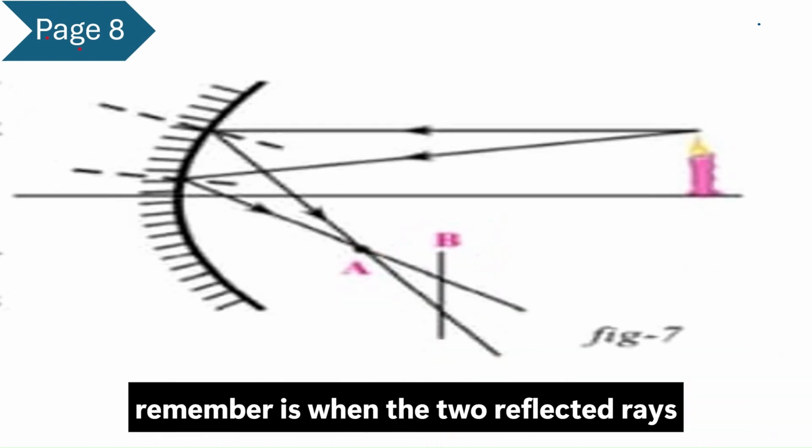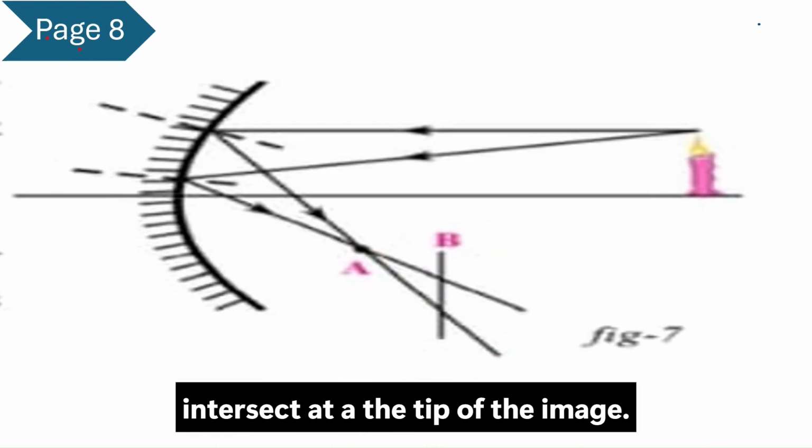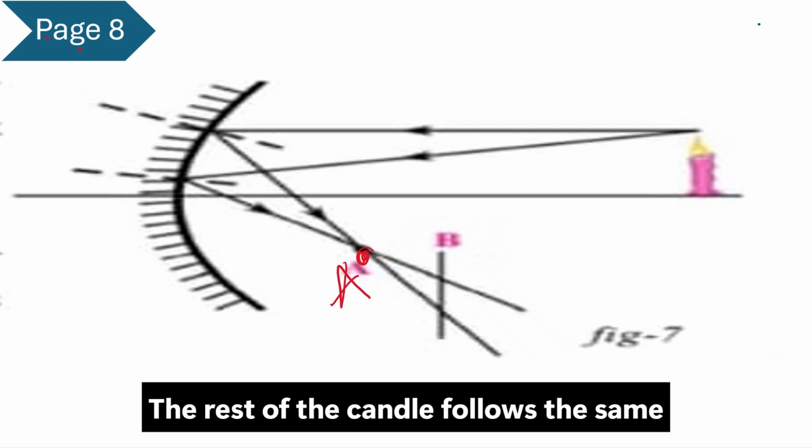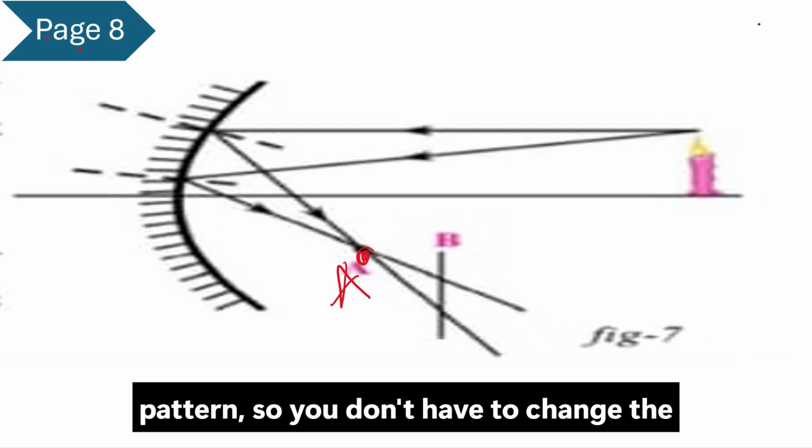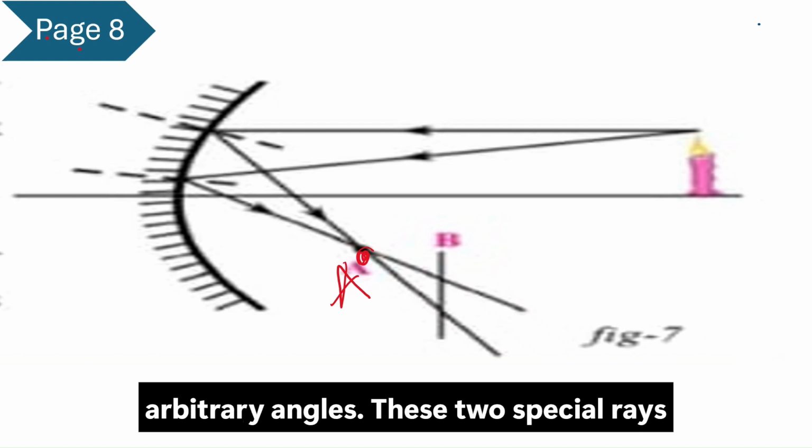Now, one thing you need to remember is when the two reflected rays intersect at A, the tip of the image, the rest of the candle follows the same pattern, so you don't have to chase arbitrary angles. These two special rays give you the exact image location fast.